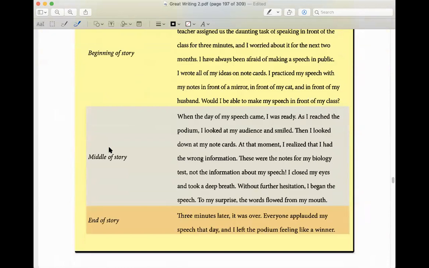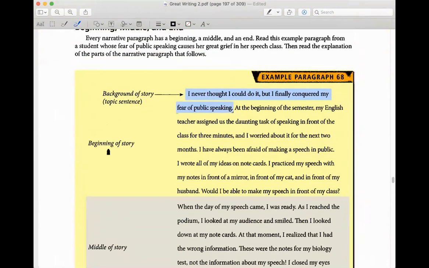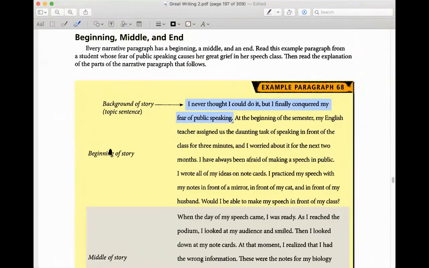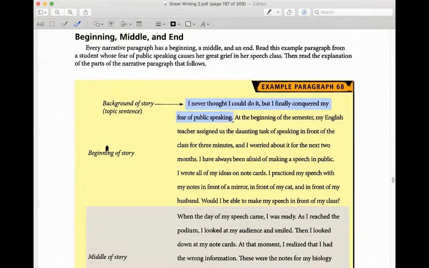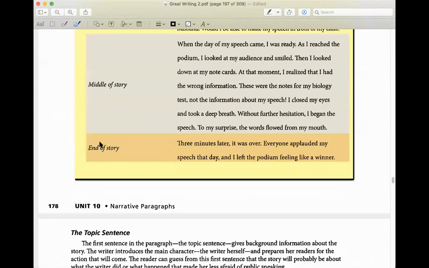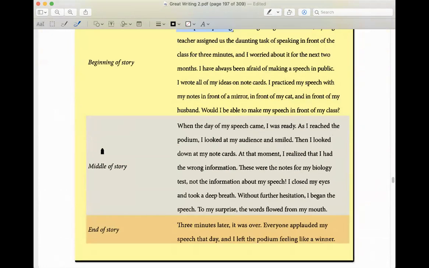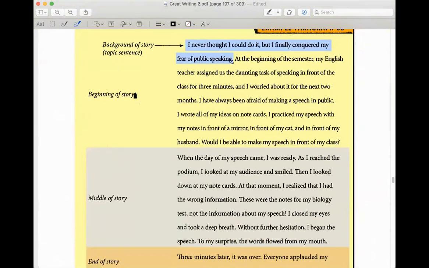And look at this. This is a great example of a narrative paragraph. Let's check this out. All right, so I told you that it would probably use I because it's happening to a person, and that's indeed what's happening. So look at this topic sentence. I never thought I could do it, but I finally conquered my fear of public speaking.